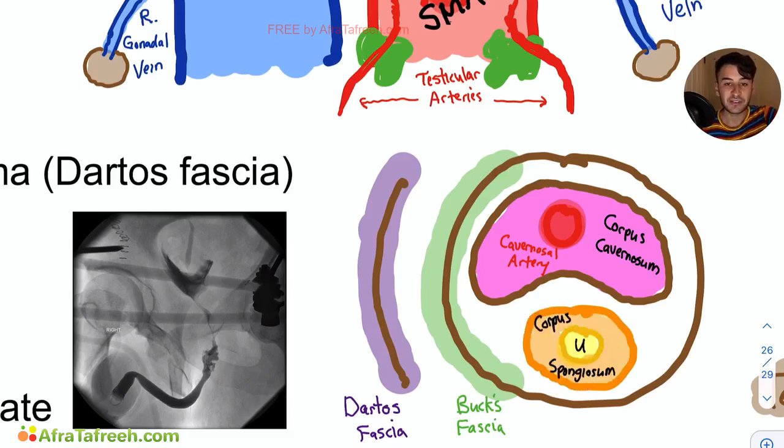And additionally, there's going to be some important fascial structures which will relate to some pathology we discuss in a bit. So here around the penis proper, we have Buck's fascia, and then a little further out, we have Dartos fascia. And Dartos fascia is going to wrap around both the penis and the scrotum, so hold this in your mind because I want you to think about it later on when we talk about some pathology.